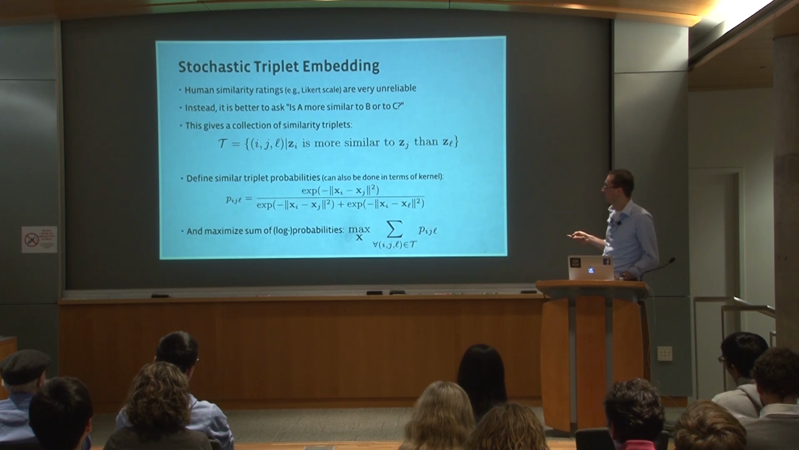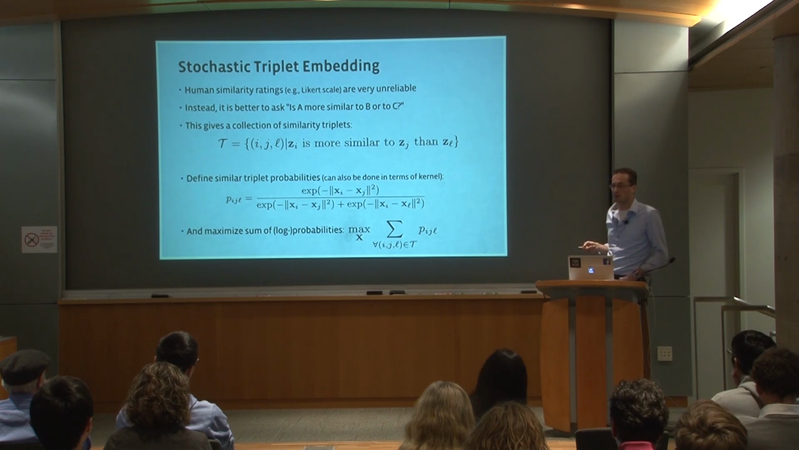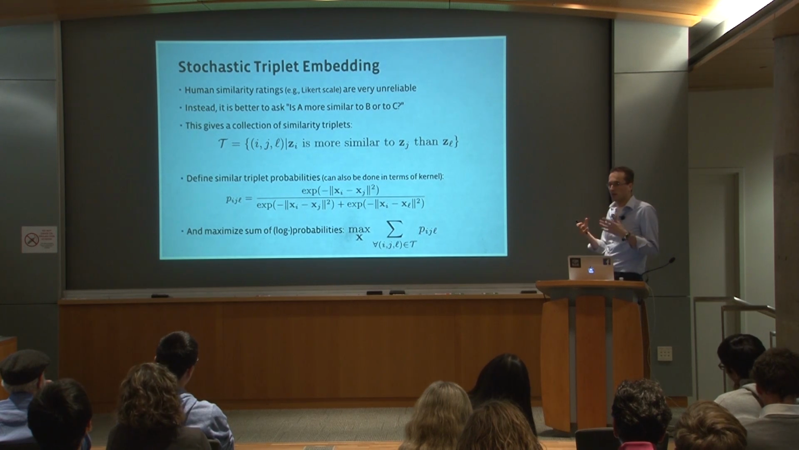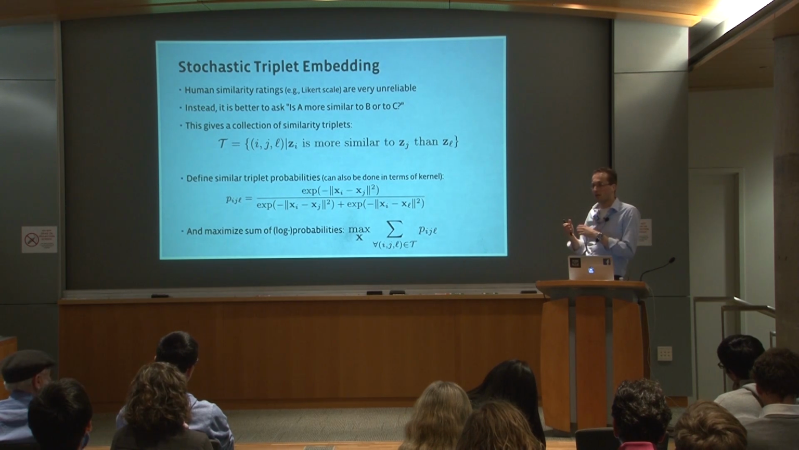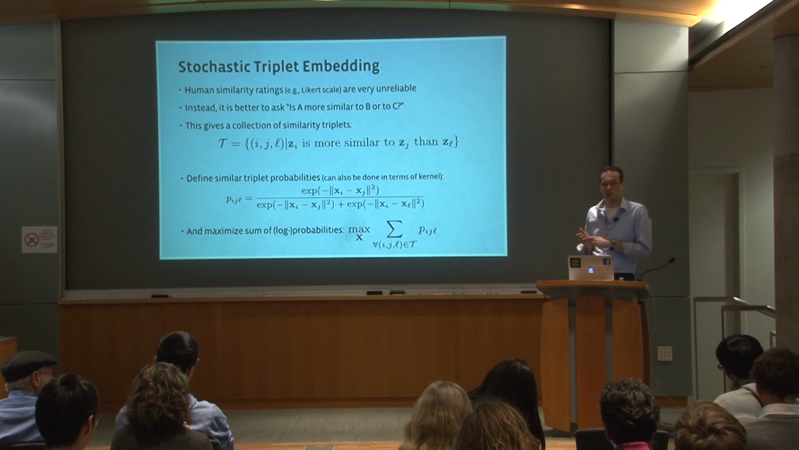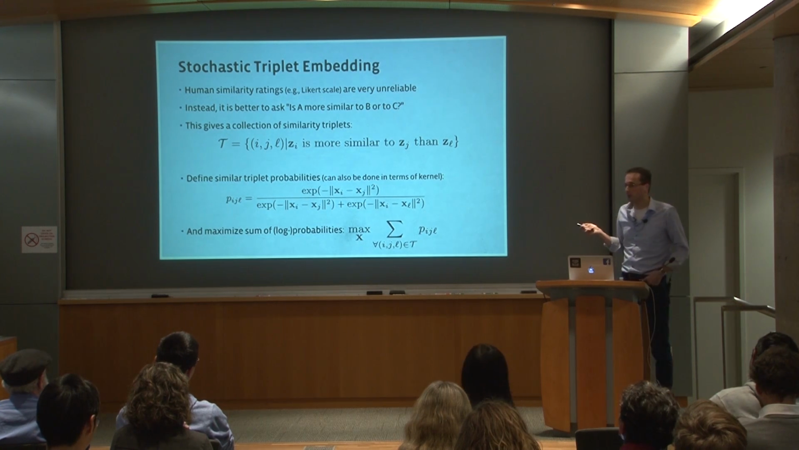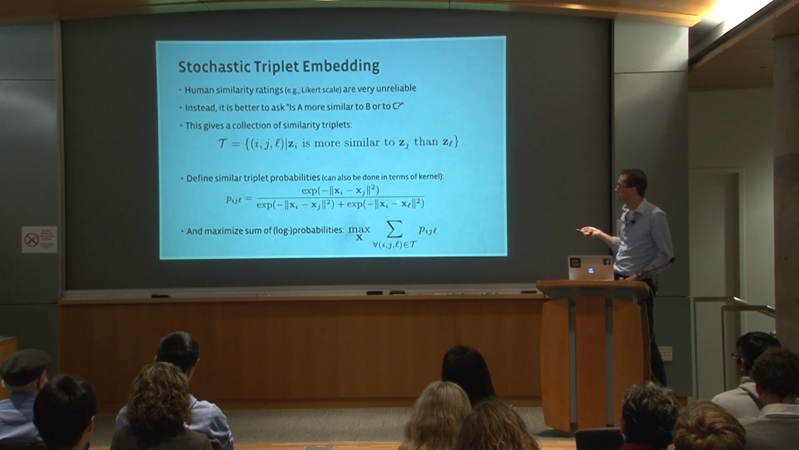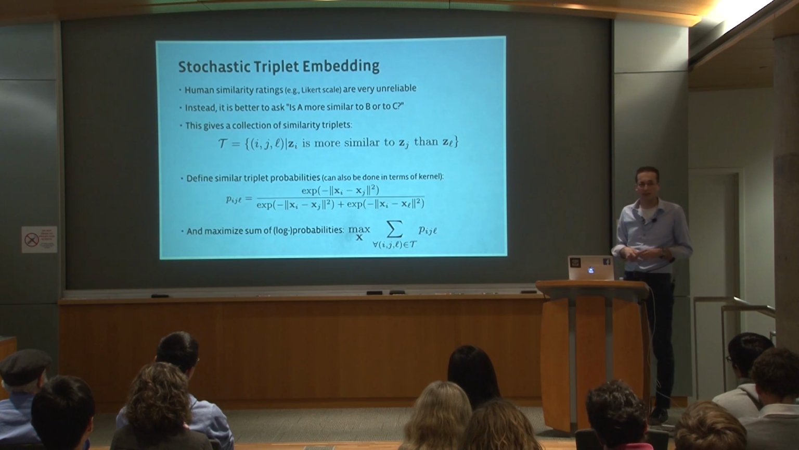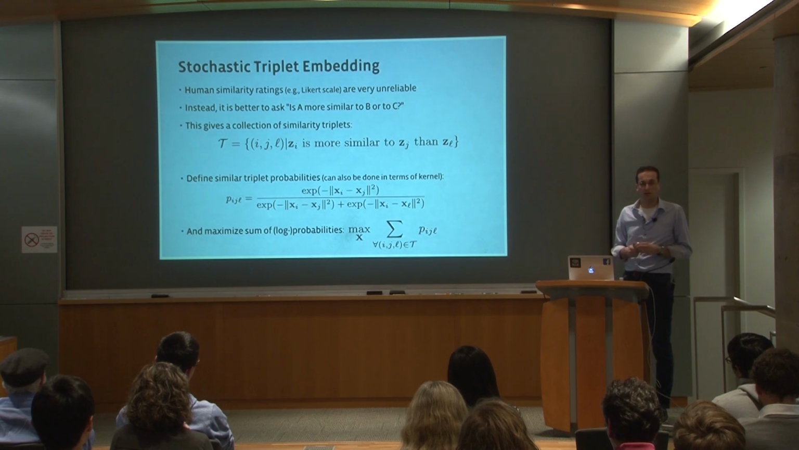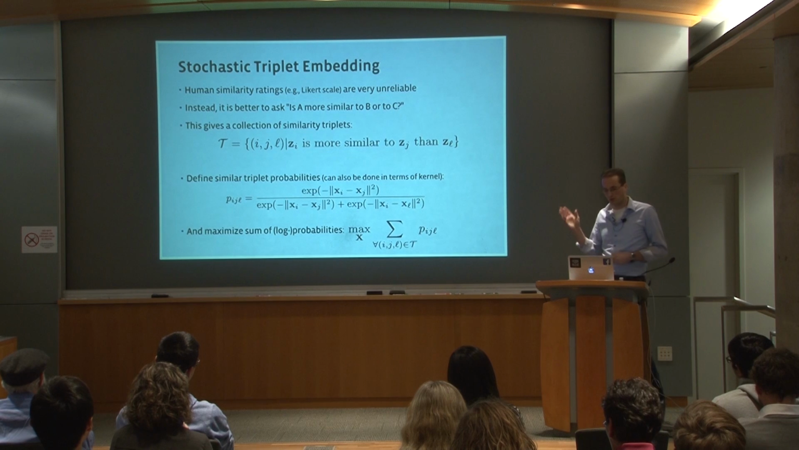If this number is large, but I and L are very far apart, that's basically when this probability is large. So P_ijl is large whenever I actually satisfy a triplet in my embedding. And so the way we're going to learn these embeddings, the values of these x's here, is by, in this case, just maximizing the sum of these probabilities over our set of triplets. This is something that we called stochastic triplet embedding.